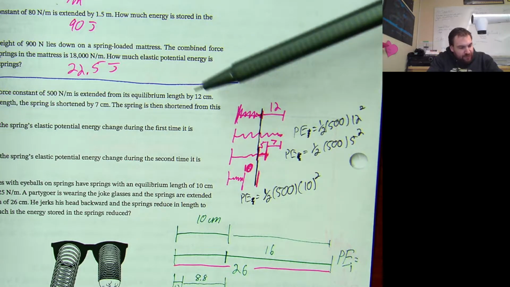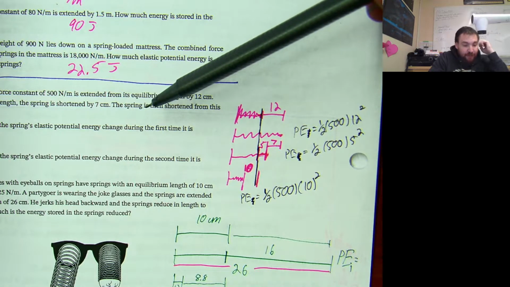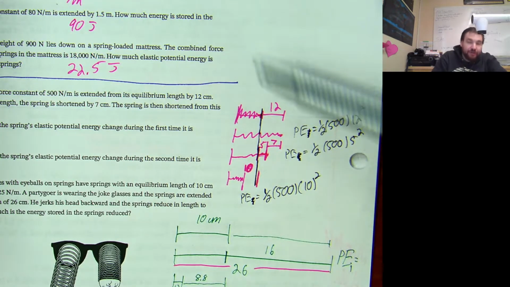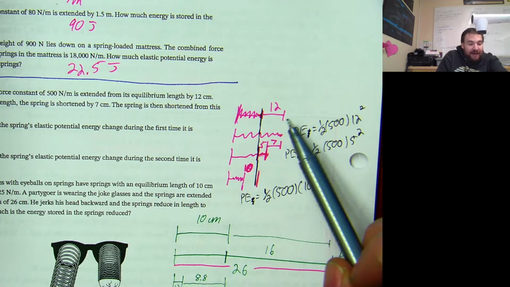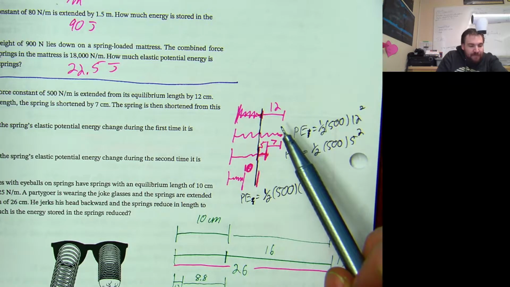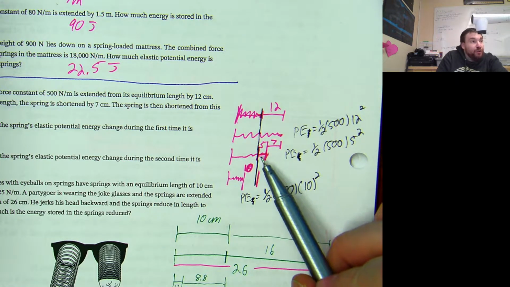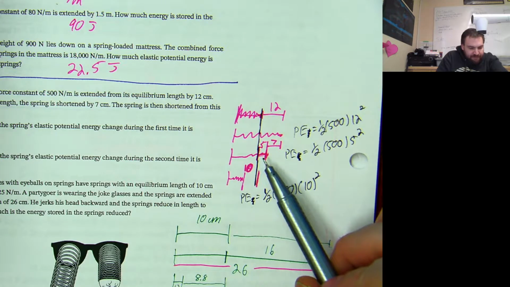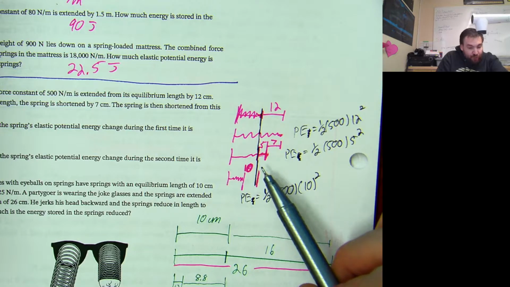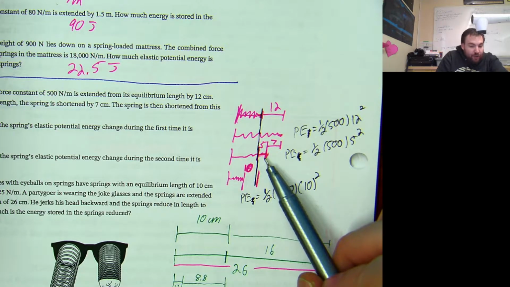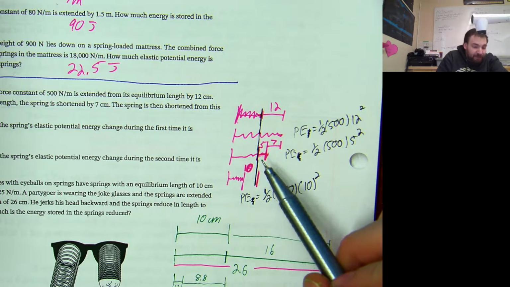So on number 6, you've got a spring with a force constant of 500 newtons per meter extended from its equilibrium length by 12 centimeters. So here was the equilibrium length. It gets extended by 12. From the extended length, it's shortened by 7 centimeters. So now it has a new extension of 5. And then from that, it's shortened by 15, which brings us back 5 to the equilibrium, and then a compression of 10.